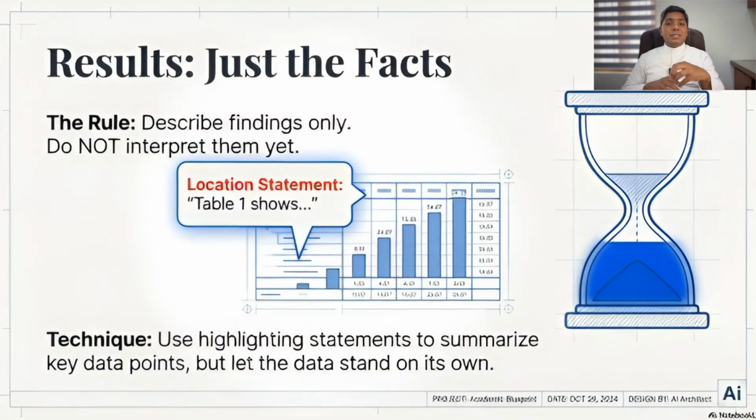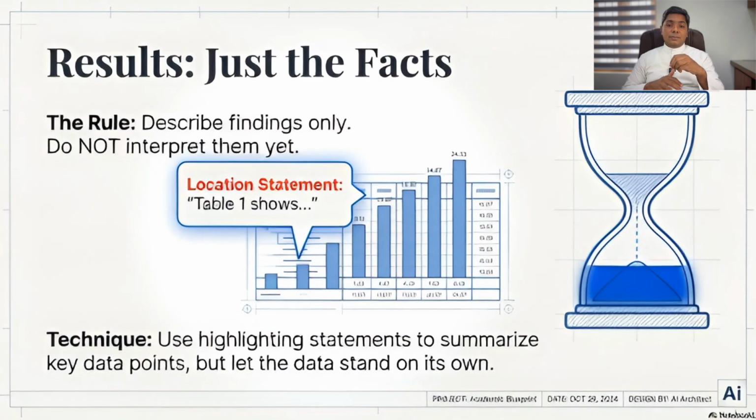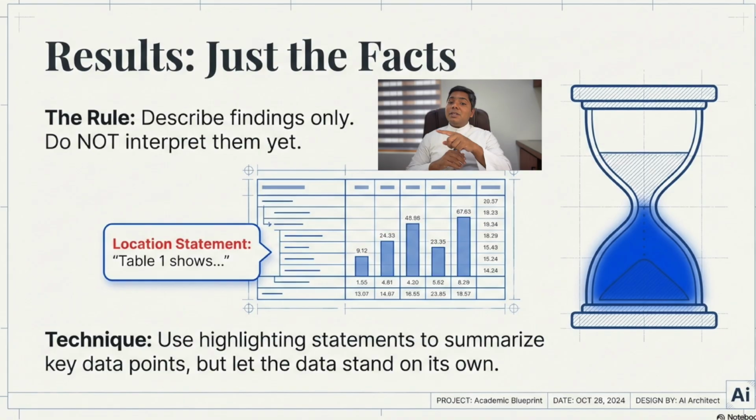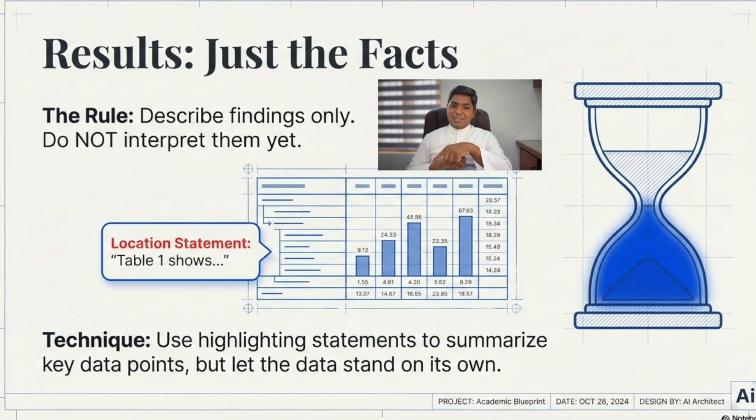What are the results or findings? This is where you present what you have found. See, I said present, not interpret. The results chapter reports findings. Interpretation comes later in the discussion section.